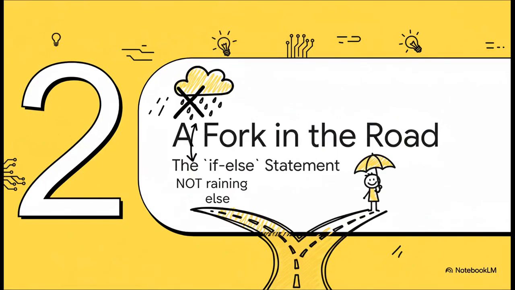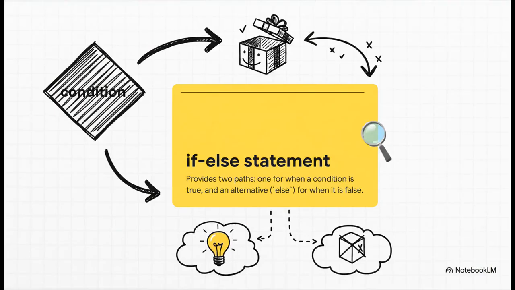Okay, but what if it's not raining? Right now, our little program just does nothing. It moves on. That's where we need a way to handle the alternative. We need a fork in the road. And that is where the if-else statement comes into play. It creates that fork in the road we're talking about. It gives the computer two, and only two, clear paths. It says, if this condition is true, do action A. But for every other possibility, if it's false for any reason at all, then I want you to do action B instead. No more dead ends. Now every outcome has a plan.